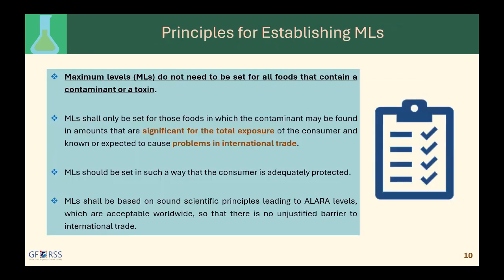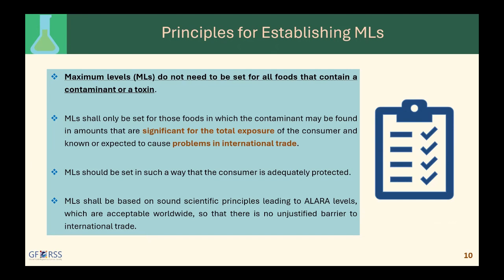Now, some very interesting principles. All this information can be accessed in the General Standard for Contaminants and Toxins in Food and Feed. Maximum levels do not need to be set for all foods that contain a contaminant or a toxin, right? I gave you the argument for this through our previous slides. We do not need to set the maximum level for all foods. It will complicate things. That's the example of the hammer and the mosquito Sam mentioned. We do not need to go for this, okay?